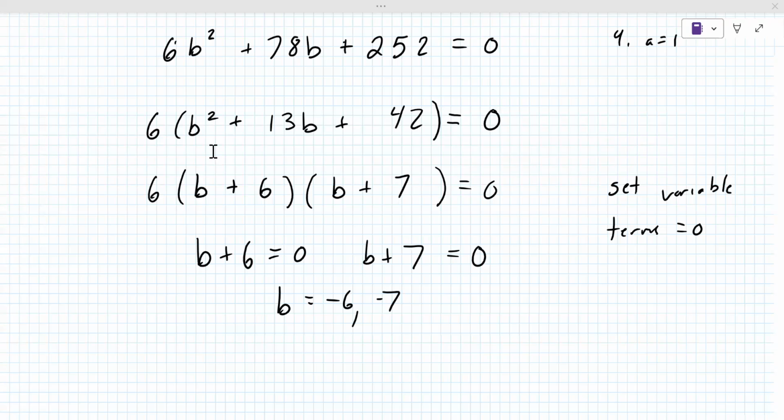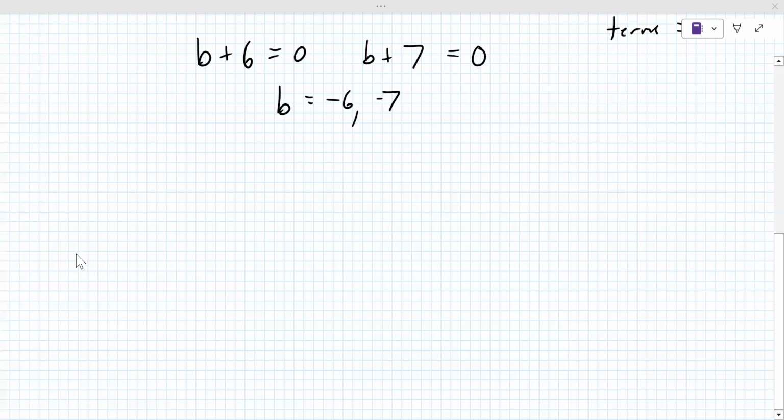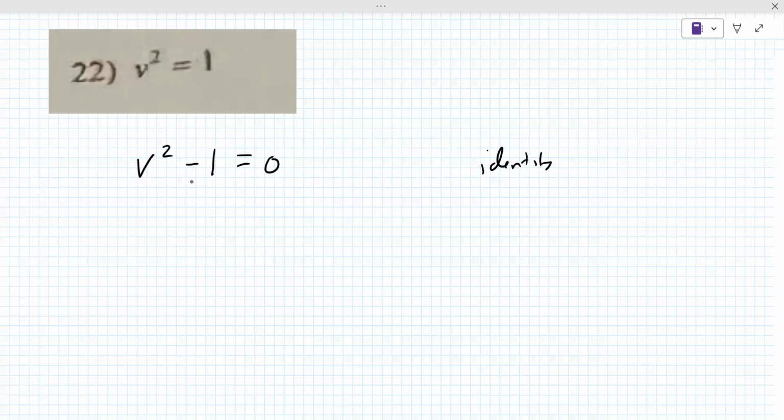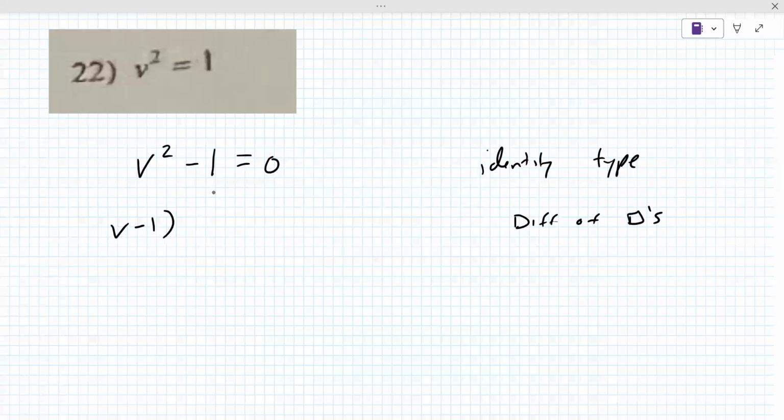Just like the last problem, you do want to get everything on one side of the equation. Even though maybe you say, oh, I already know the answer, I still want you to do that because we're identifying the type of factoring. I would recommend that because it's very easy to miss an answer. If you remember that this is difference of squares, you will not miss an answer. It'll be v minus 1, v plus 1.